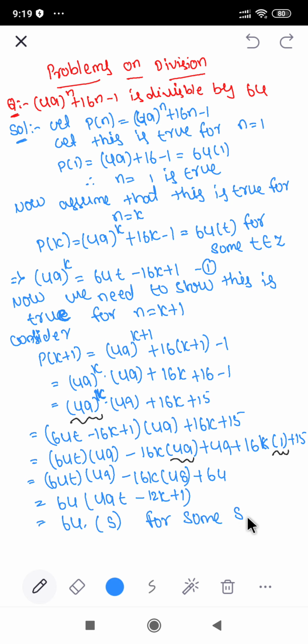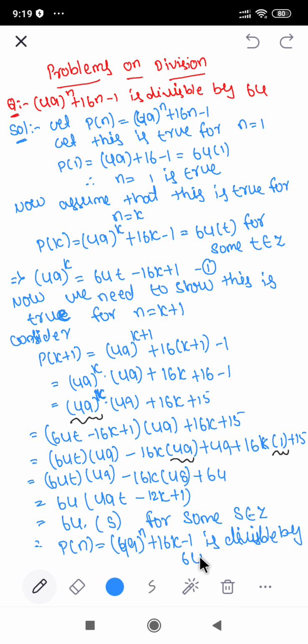Therefore 64 into some s, for some s belongs to Z. Therefore P of n is equal to 49 whole to the power n plus 16n minus 1 is divisible by 64. So hence the answer.